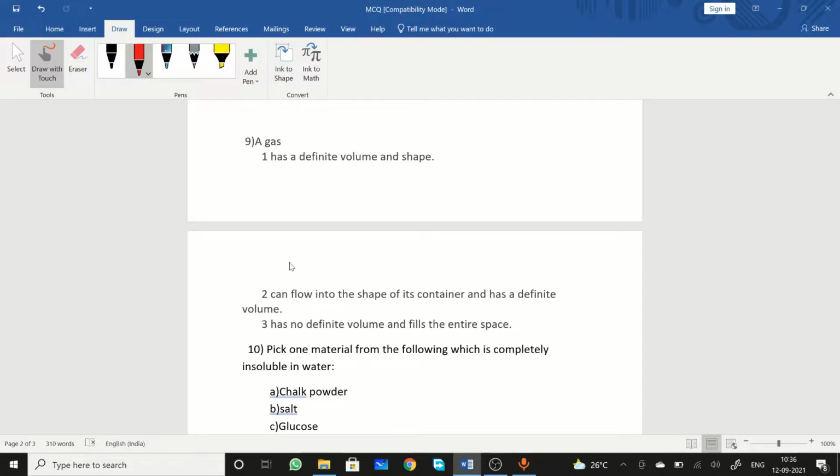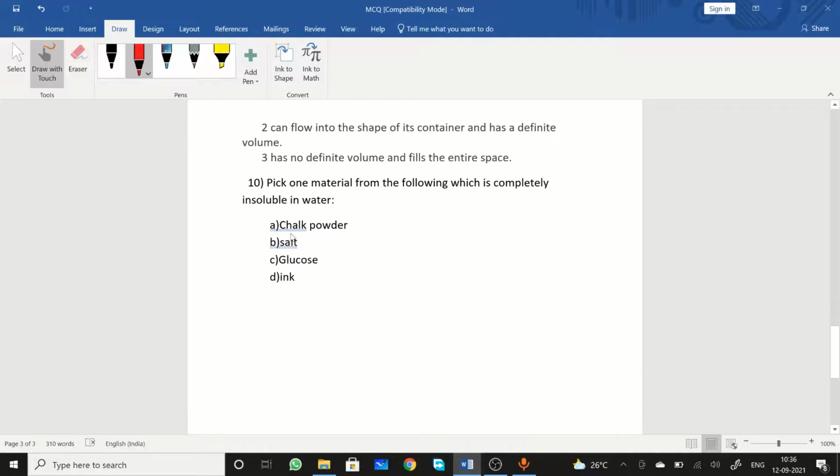Because gases, they do not have fixed shape, they do not have fixed volume. Question number 2, can flow into the shape of its container and has a definite volume? No, this is also not incorrect. Has no definite volume and fills the entire space. Exactly, this is the characteristic of the gases, that they can spread to unlimited extent. They can spread from one place to another.